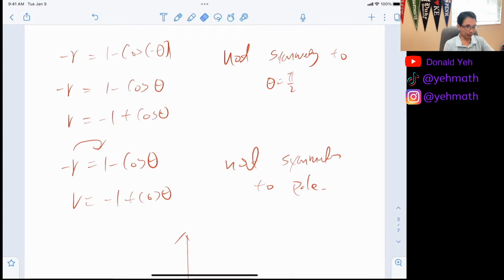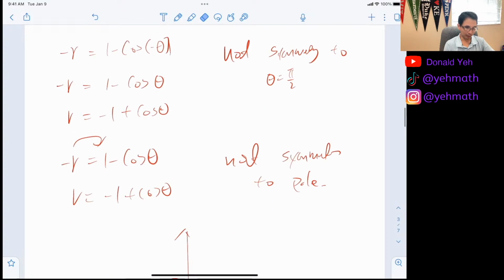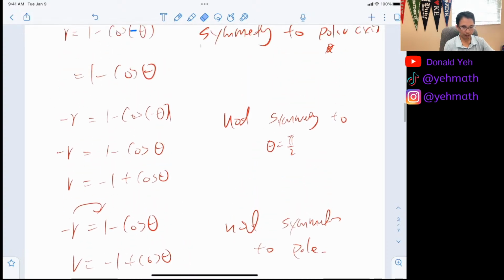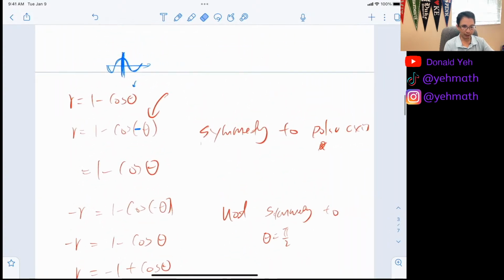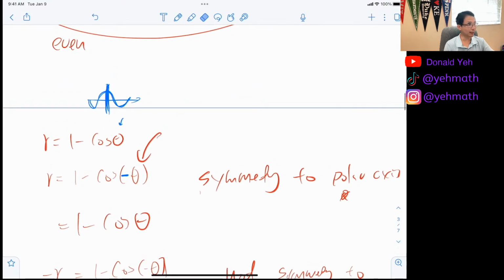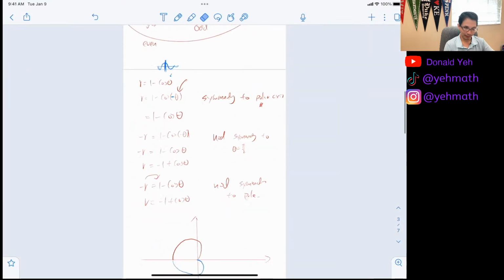And for the last one, I'm going to plug in negative r. If I plug in negative r, it's going to get exactly the opposite of the original state, so it's not symmetric to the pole. So basically, they are only symmetric to the polar axis, which is the x-axis.